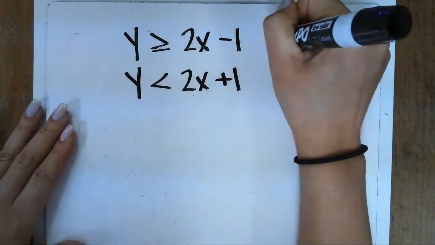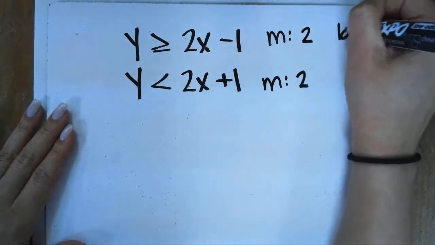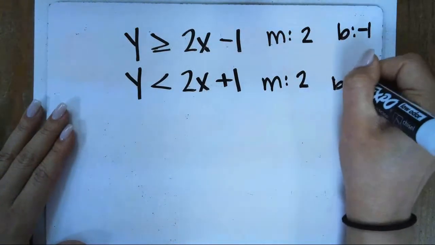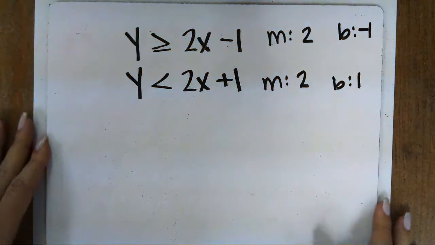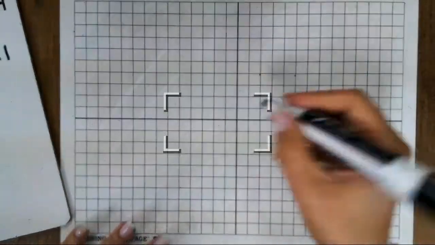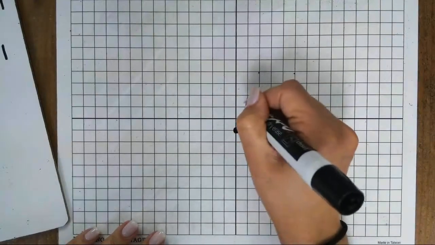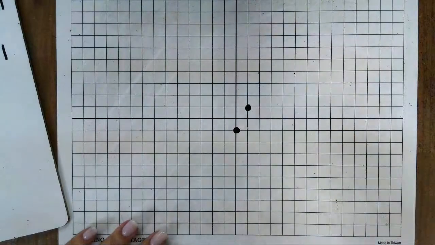So my slope for both of them is 2, as you can see, and my y-intercept is -1 here and +1 here. So now let's go ahead, my first one was -1 and slope of 2, and that was a solid line.